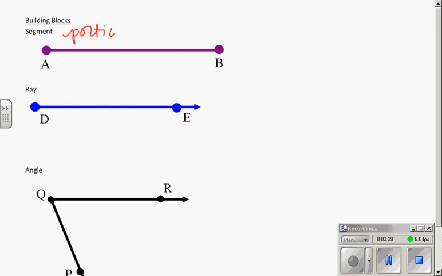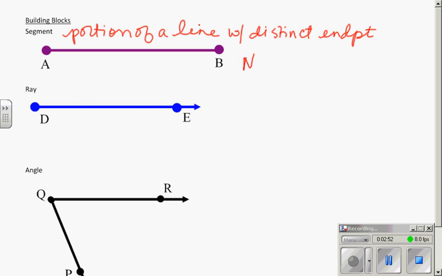A segment is a portion of a line with distinct endpoints. It's a chunk that's been cut out. To name it, you use the endpoints. And the order doesn't matter. So for example, I could call this AB, or I could call it BA.